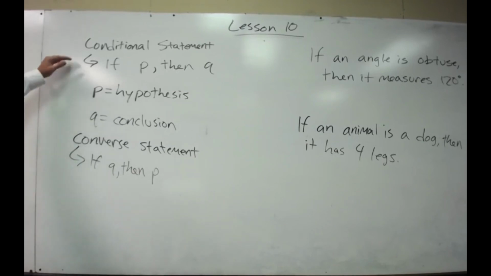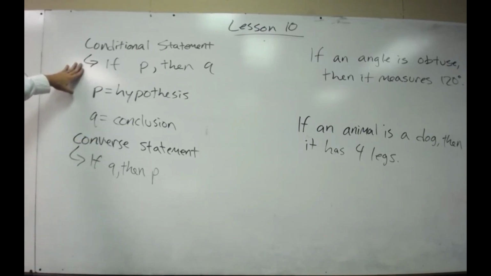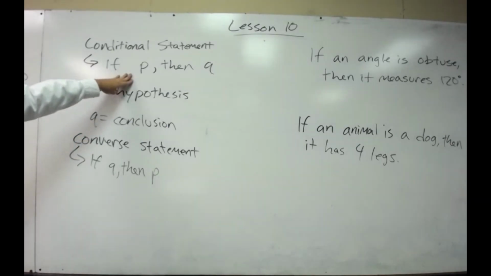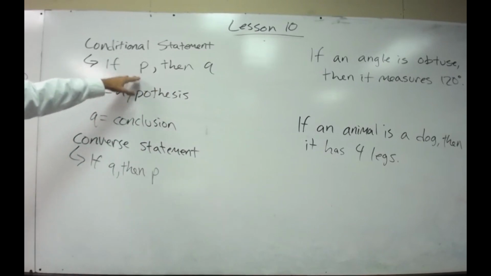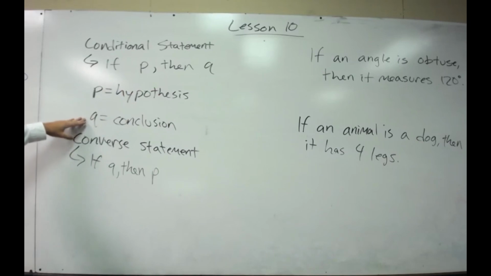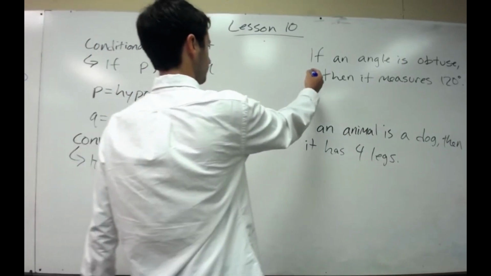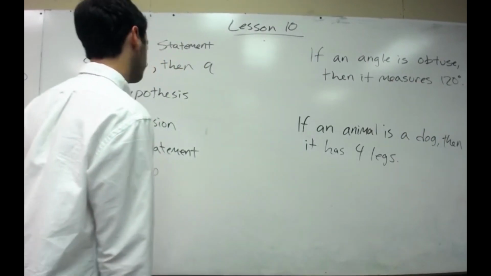A conditional statement, and this is logic, proof type stuff, but a conditional statement is the form of if P, then Q. Now what P stands for is the hypothesis. What Q stands for is the conclusion. So if we were looking at a quick example here, this says if an angle is obtuse, then it measures 120 degrees.